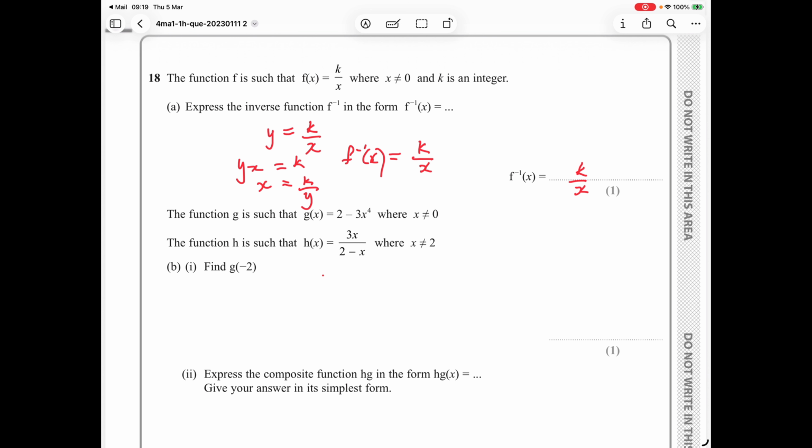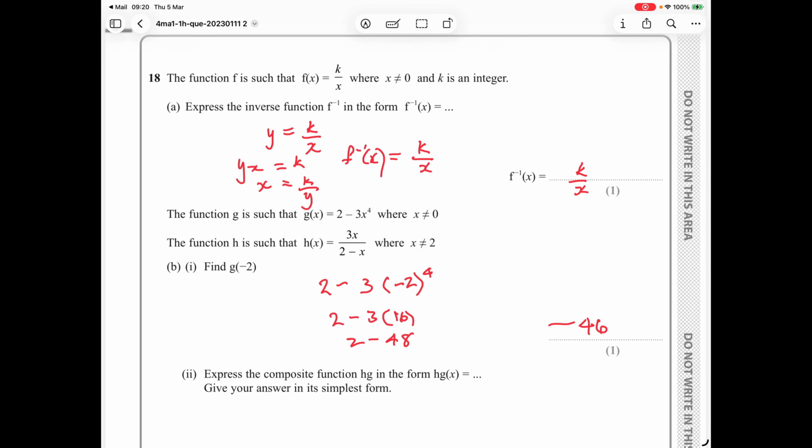So all we do is we put 2 minus 3, and then remember BODMAS means we do minus 2 to the power 4. And minus 2 to the power 2 is 4. Minus 2 to the power 3 is minus 8, and minus 2 to the power 4 is 16. So we say 2 minus 3 times 16, which equals 2 minus 48, which equals minus 46.